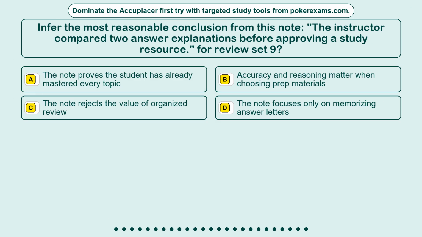Question 14. Infer the most reasonable conclusion from this note. The instructor compared 2 answer explanations before approving a study resource. For review set 9. Option A. The note proves the student has already mastered every topic. Option B. Accuracy and reasoning matter when choosing prep materials. Option C. The note rejects the value of organized review. Option D. The note focuses only on memorizing answer letters.